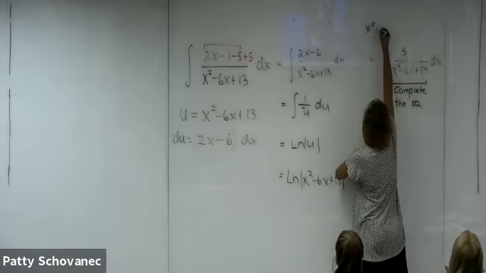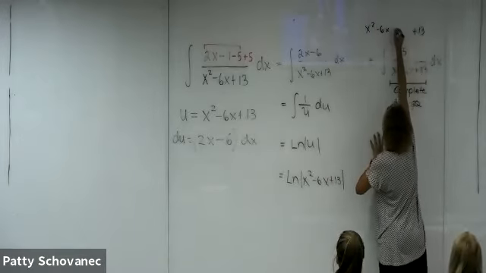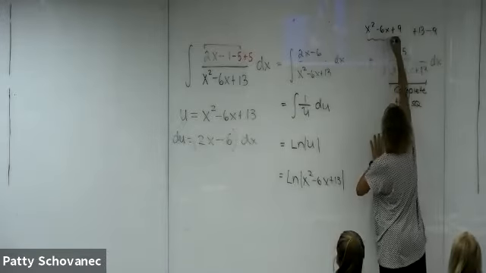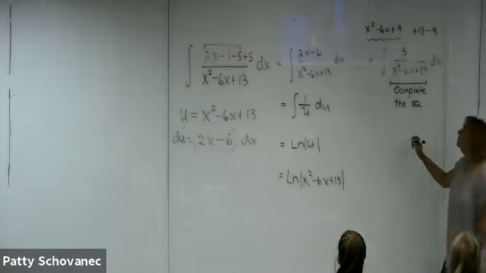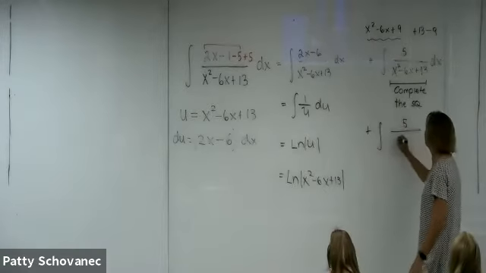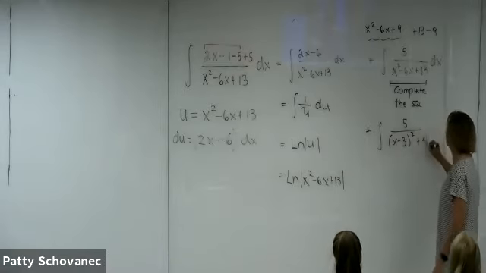Look how tall I am today. What number am I adding? 9. And then I gotta take a 9 out. And then how does this right here factor? X minus 3 all squared, that adds to 4. So we can write that second integral as 5 times the integral of 1 over x minus 3 all squared plus 4.